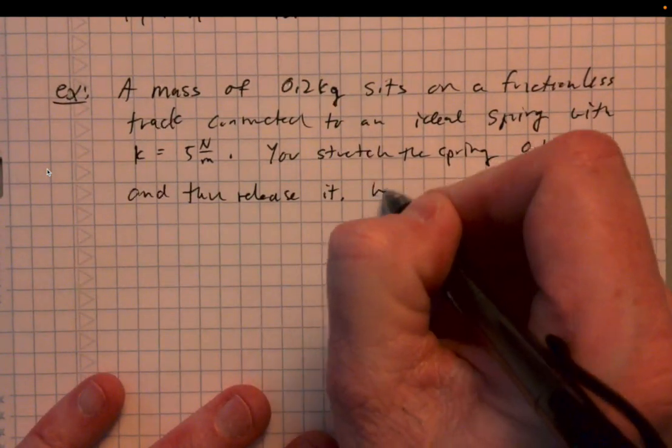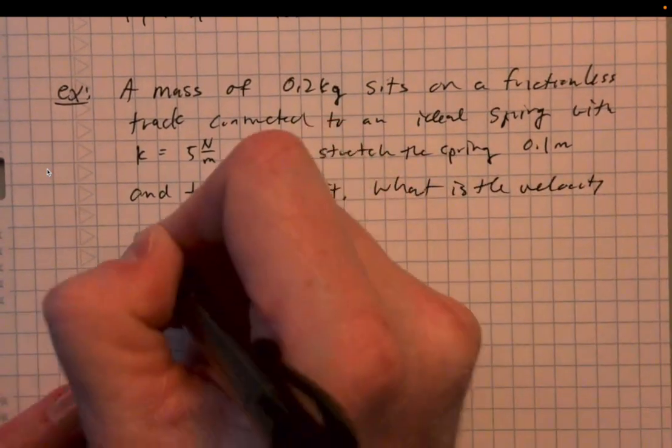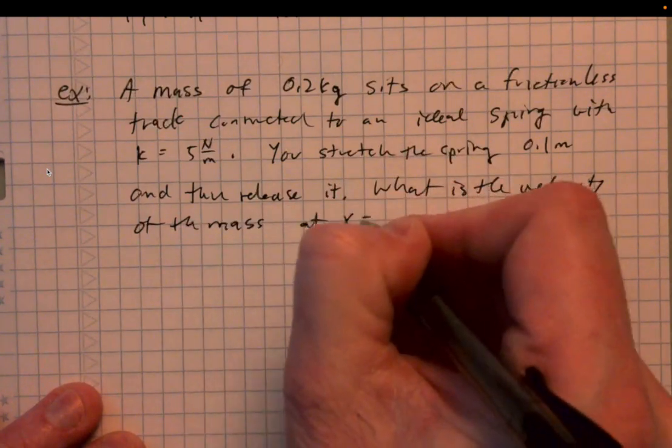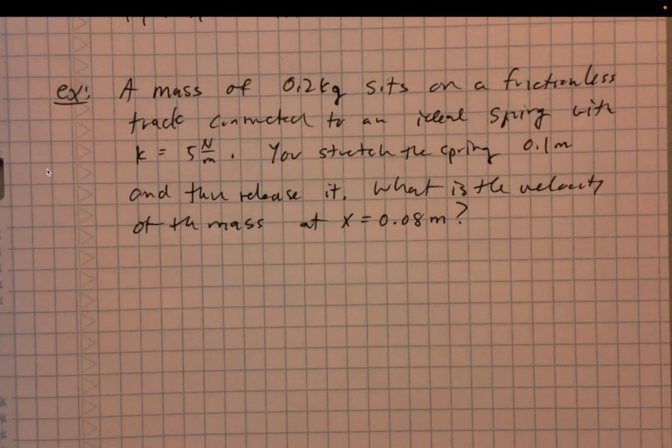So what is the velocity of the mass at x equals 0.08 meters, right? So it's just moved a little bit. How fast is it going?